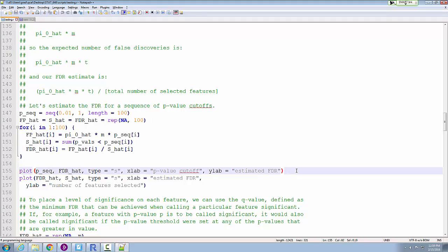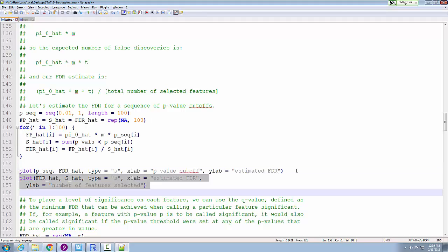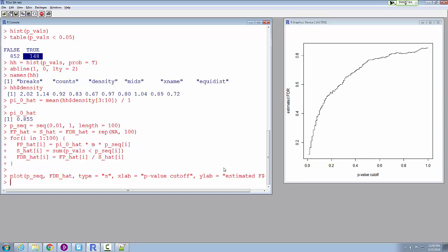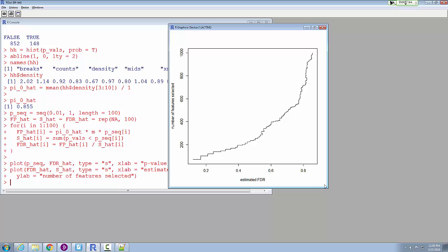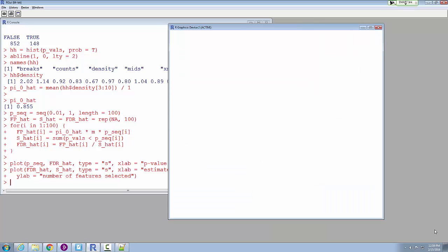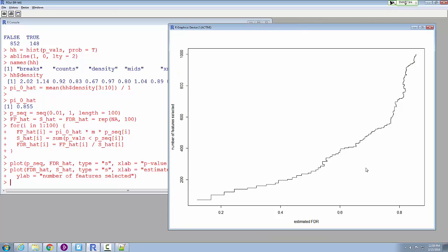Here's another picture, FDR estimate on the horizontal axis, and the number of features that you get into your list of selected ones on the vertical axis. So I mentioned last time that inspecting a picture like this can sometimes help you find where a good balance is between error and enough stuff to actually investigate. For these data, let's see.